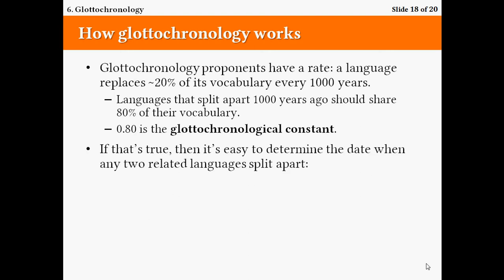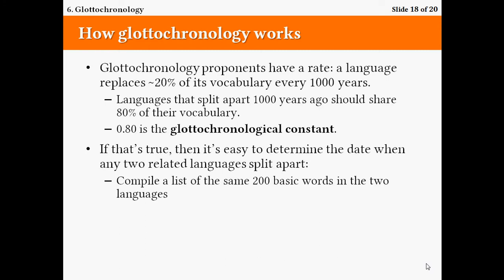Okay, so now if that's true, if this constant really is a real accurate thing, then we can use it, right? Then it's easy to tell the date when two related languages split apart. Okay, so you compile a list of basic words. So there's a standard list of 200 words that's often used. So you go to the two languages, you find those 200 basic words in the two languages, you compare the lists, and you count up the number of cognates.